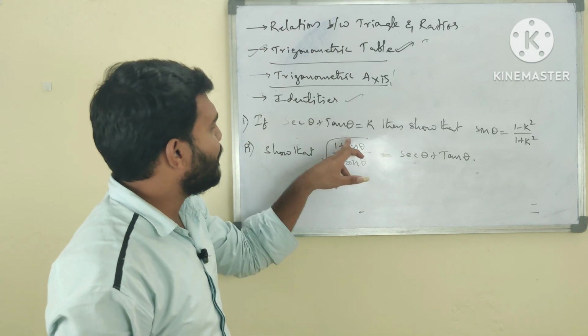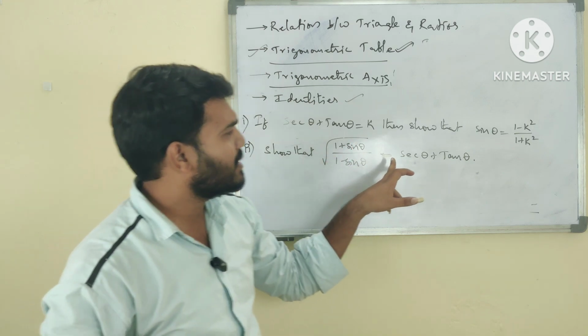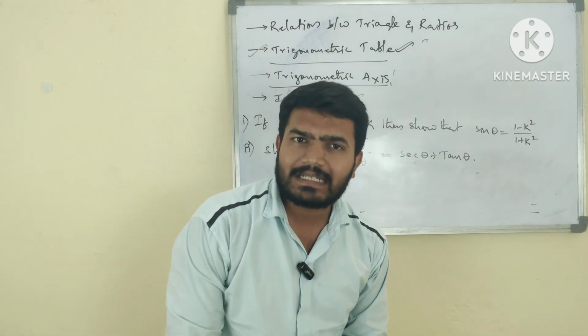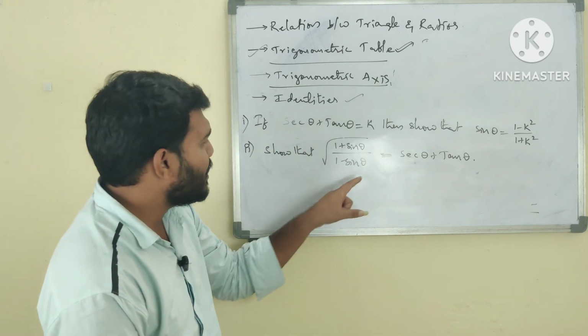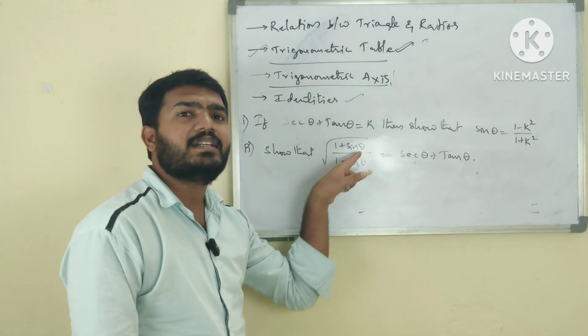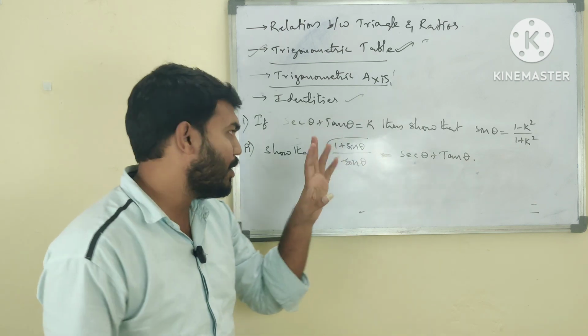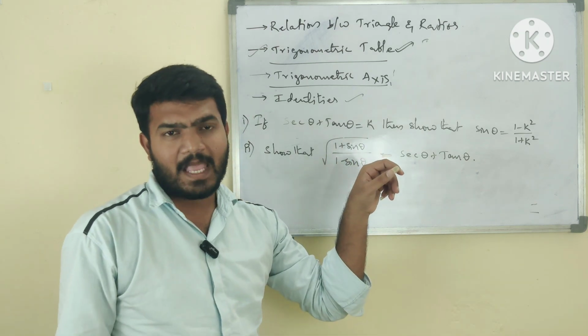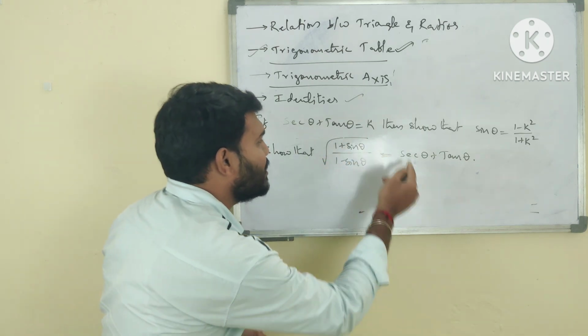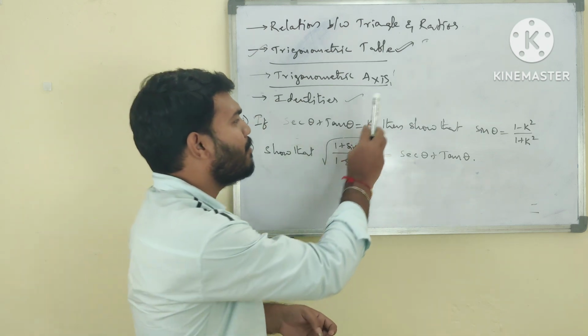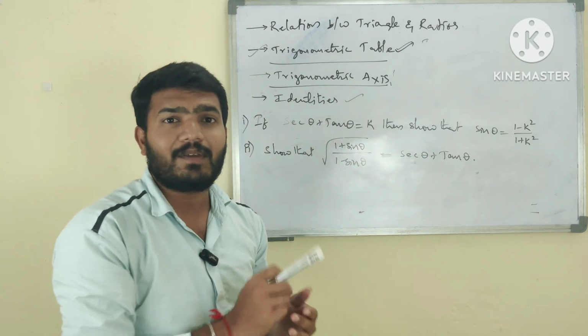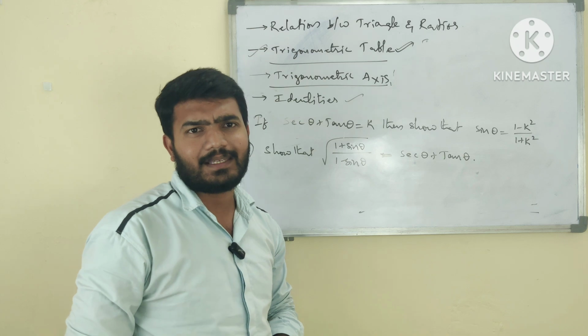Second, show that under root of (1 plus sin theta) by (1 minus sin theta) is equal to secant theta plus tan theta. Here also the same thing. We just have to rationalize the denominator. What is the denominator? 1 minus sin theta. By changing the sign of the denominator, we have to multiply and divide and then start the simplification. What is the rationalizing process?